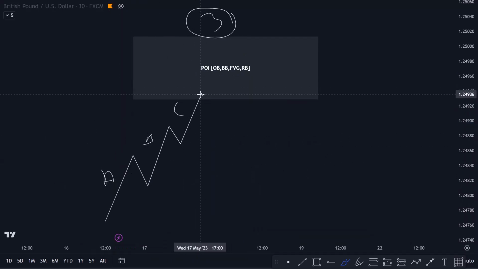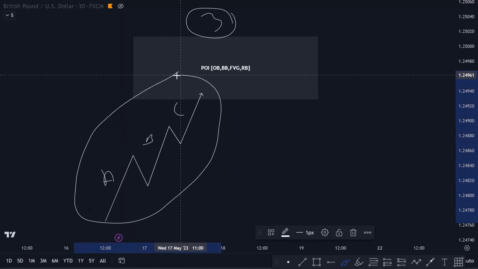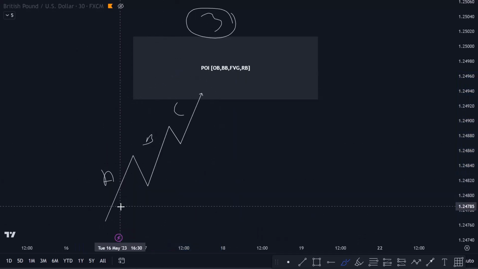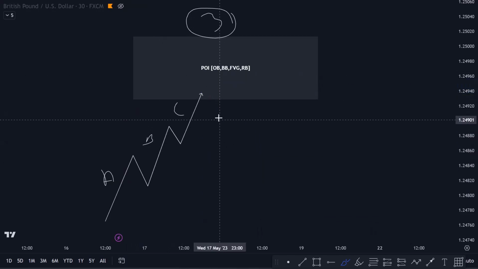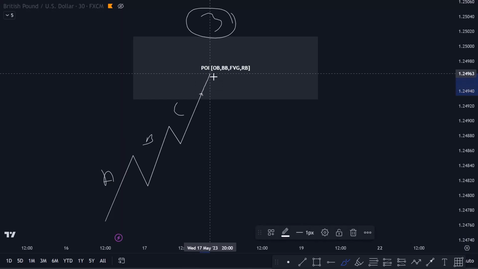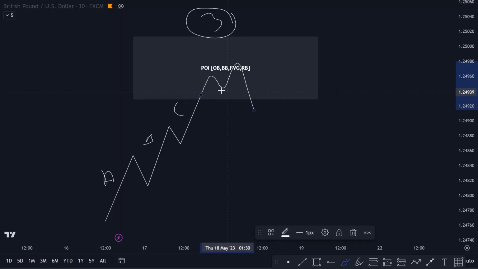What I want to look inside, so this bonus method is going to be based on strength and weakness of the candles. So now we determine the weakness or the strength of this. We know that it's getting weaker and weaker as it's approaching the POI. What I really want to see now is price giving me a high with a change of character. Okay, so we have a change of character here.